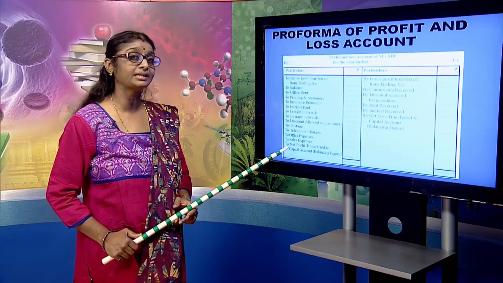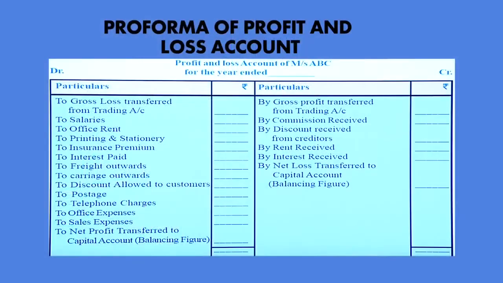What I have written along with that, it is transferred to the capital account. Usually it will be transferred to the capital account. If you are finding a shortage on the credit side, that will be net loss. It will also be transferred to the capital account.